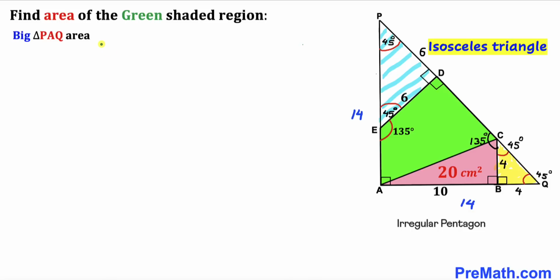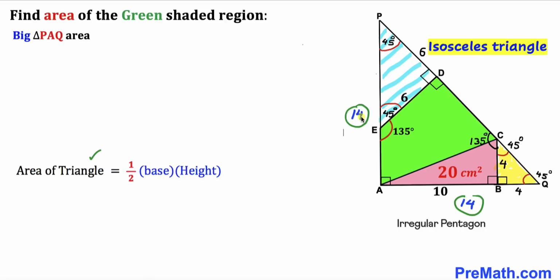And now let's go ahead and calculate the area of this bigger right triangle PAQ. And now let's recall once again the area of a triangle formula. Area equals a half times the base times height. In our case our base is 14 and our height is 14 as well. So therefore the area of this triangle PAQ is going to be a half times 14 times 14. And if we simplify this, that is going to give us 98.